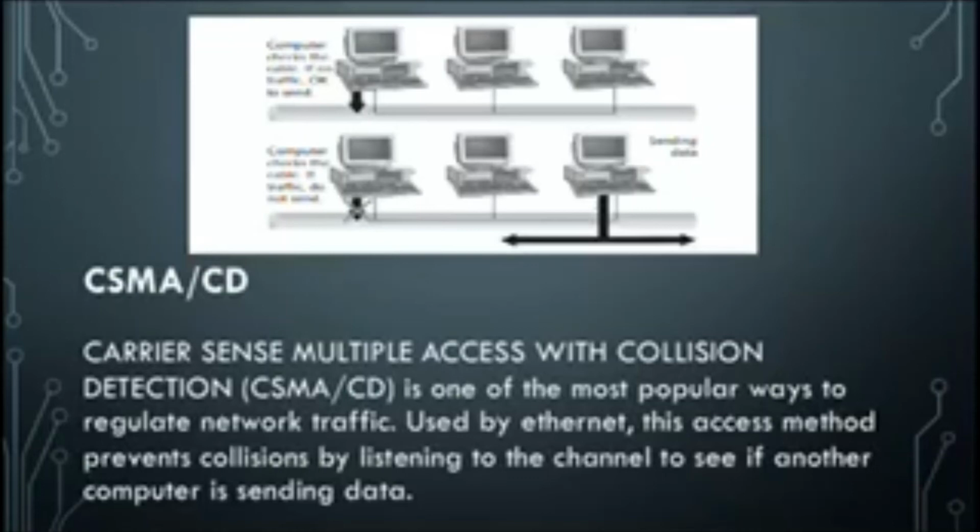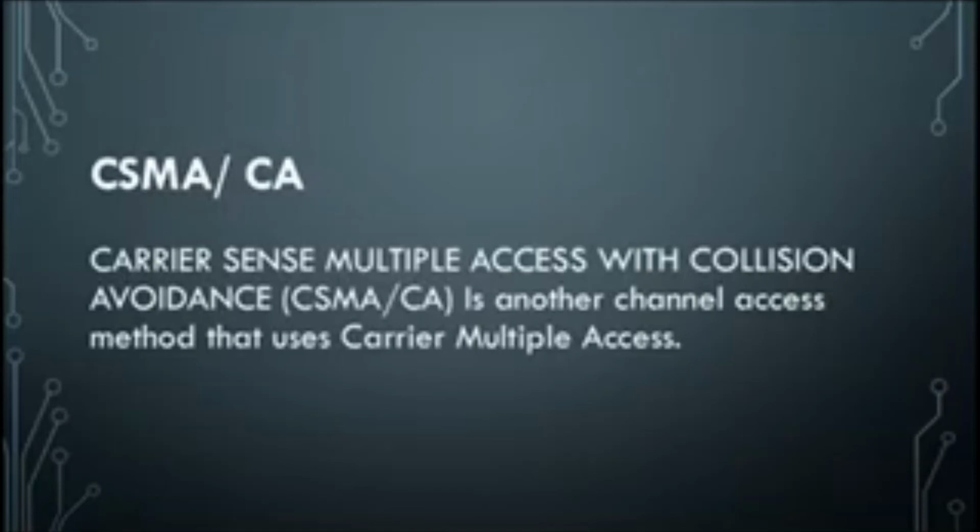CSMA/CD. Carrier Sense Multiple Access with Collision Detection, or CSMA/CD, is one of the most popular ways to regulate network traffic. Used by Ethernet, this access method prevents collisions by listening to the channel to see if another computer is sending data. CSMA/CA. Carrier Sense Multiple Access with Collision Avoidance. CSMA/CA is another channel access method that uses carrier sense multiple access.